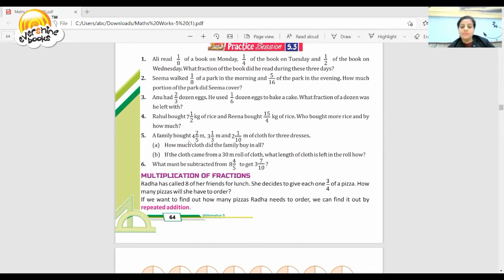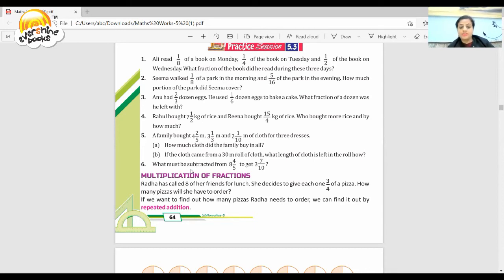After that, a family bought 4 whole number 2 upon 5 meter, 3 whole number 1 upon 3 meter, and 2 whole number 1 upon 10 meter of cloth for 3 dresses. How much cloth did the family buy in all? Wherever in all comes, in fractions also you have to add. If the cloth came from a 30 meter roll of cloth, what length of the cloth is left in the roll now? Now you have to take out the sum, and then you have to minus it from 30 meter also.